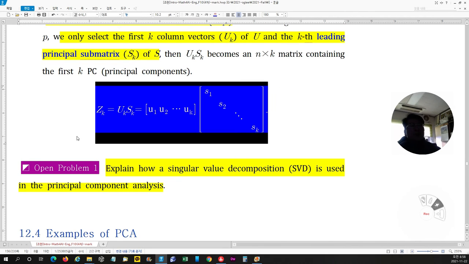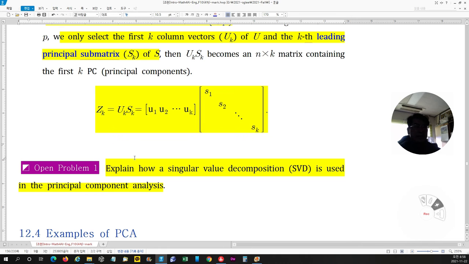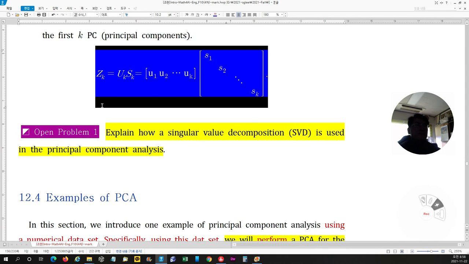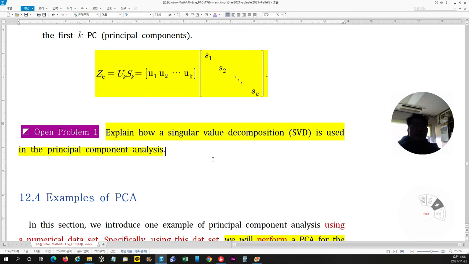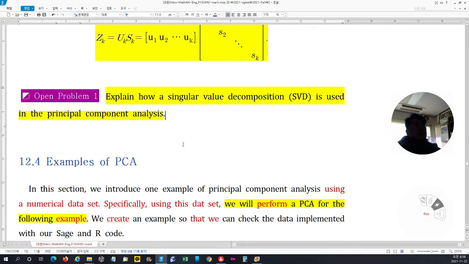Since you know how to find the singular value decomposition of a given mean-centered matrix X, you can easily find this Gk for your choice of k, which is much smaller than p, the rank of the matrix X. So now you can find the principal components from this matrix Gk. That's the brief explanation of principal component analysis and how to find the principal components.